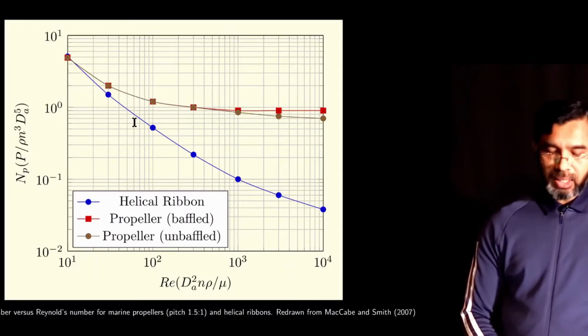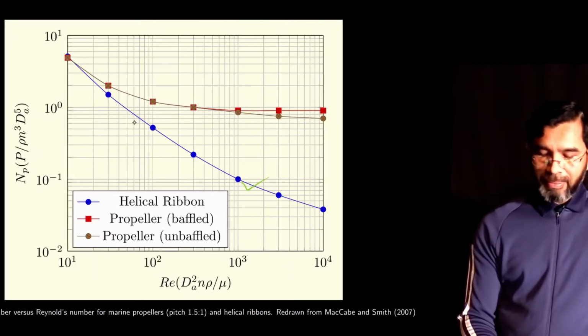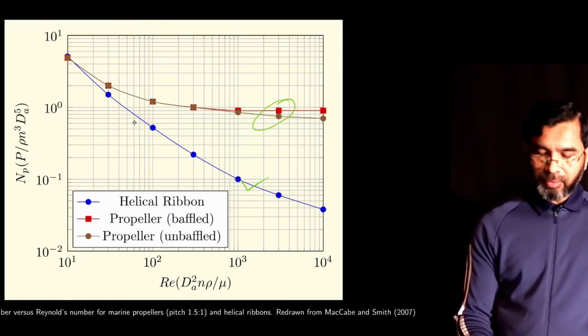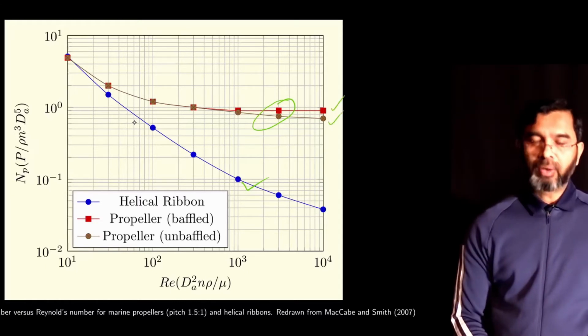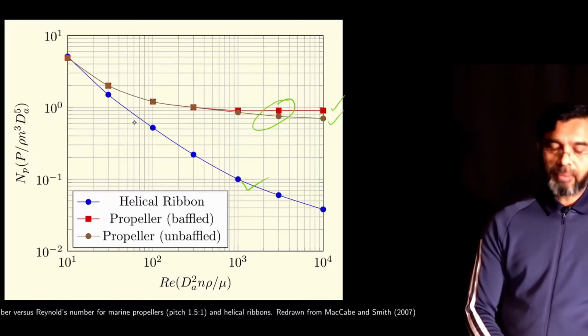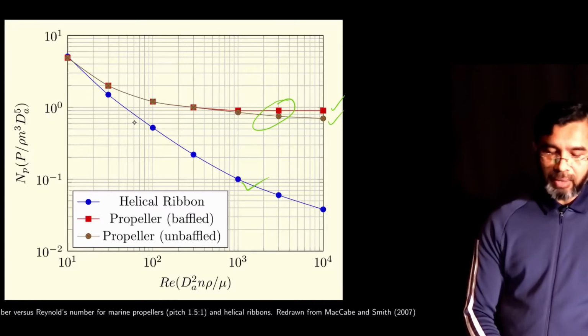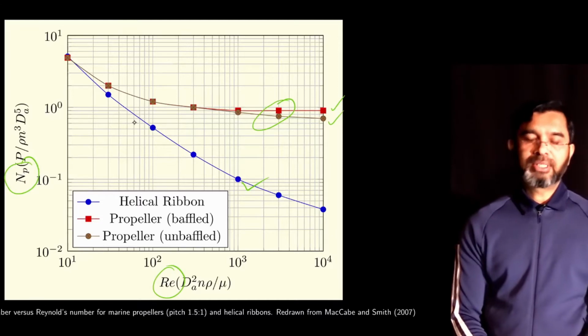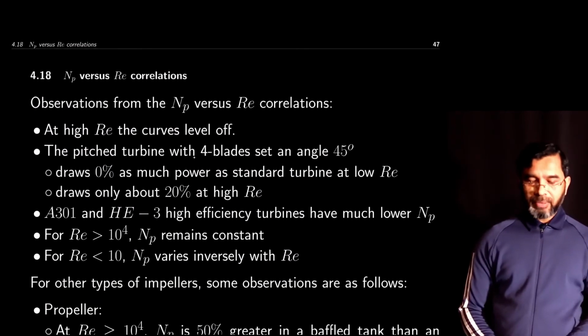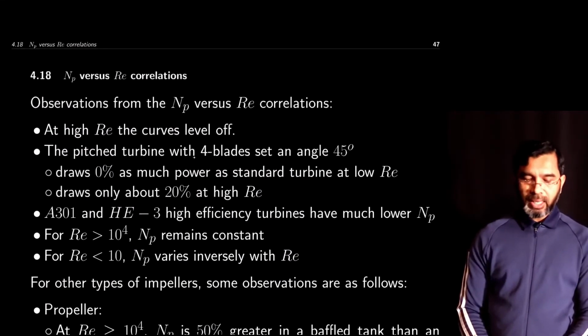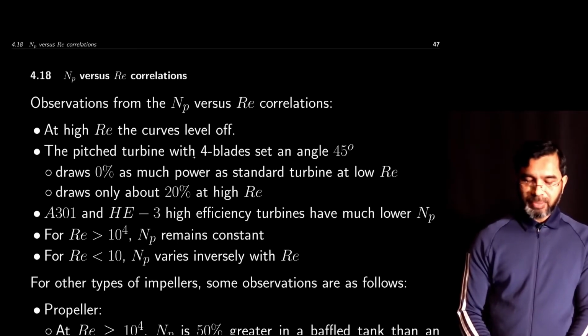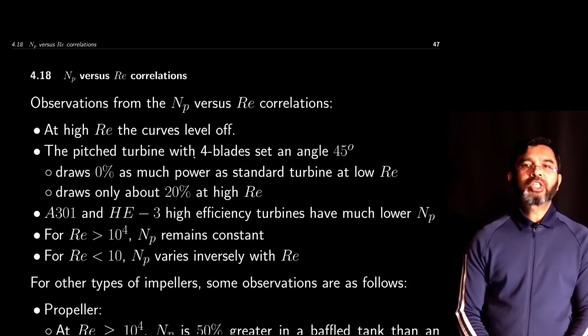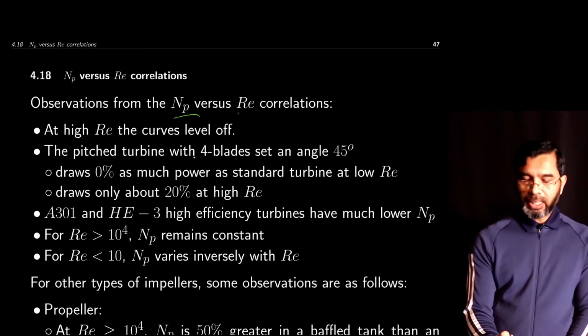This is another relation for helical ribbon, baffled and unbaffled propeller. For this case, you see here that when there is a baffle, the power number is a little bit higher than the condition when it is unbaffled. Meaning that for a baffled vessel, more power will be required. So again, this is the relation between the power number and Reynolds number for specific impellers. So from experimental observations, there are some correlations and there are different observations of the variation of NP with Reynolds number.